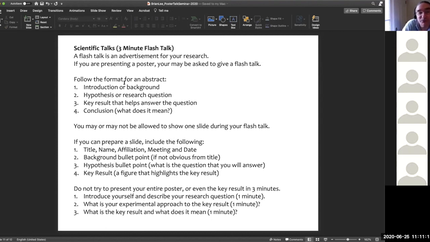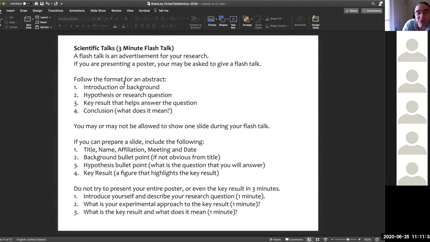In flash talks, you may or may not be allowed to show a slide. In some cases, you just have to get up and do basically what is an elevator pitch for your poster. In cases where you can include a slide, you want to do just one slide. You only have 3 minutes, so you're not going to be able to switch slides.